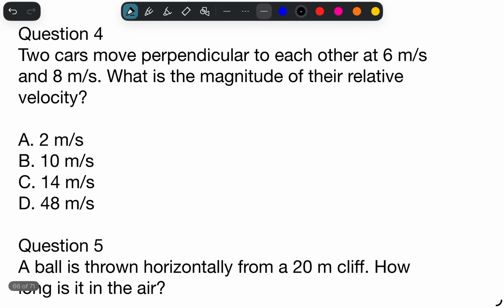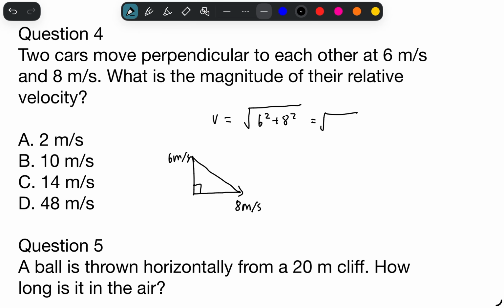Two cars move perpendicular to each other at 6 meters per second and 8 meters per second. What is the magnitude of their relative velocity? Well, in order to find relative velocity, you're going to take the magnitude. So we have 6 meters per second, and that's perpendicular to 8 meters per second. To find the relative velocity between them, that is going to be the square root of 6 squared plus 8 squared, which is the root of 36 plus 64, equal to the root of 100, which is equal to 10.